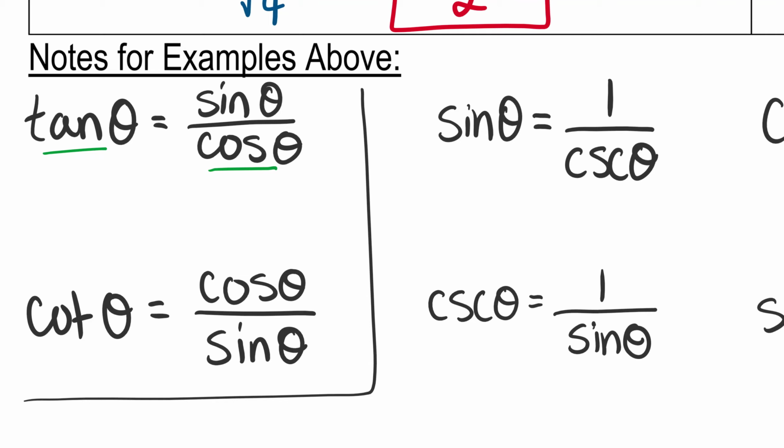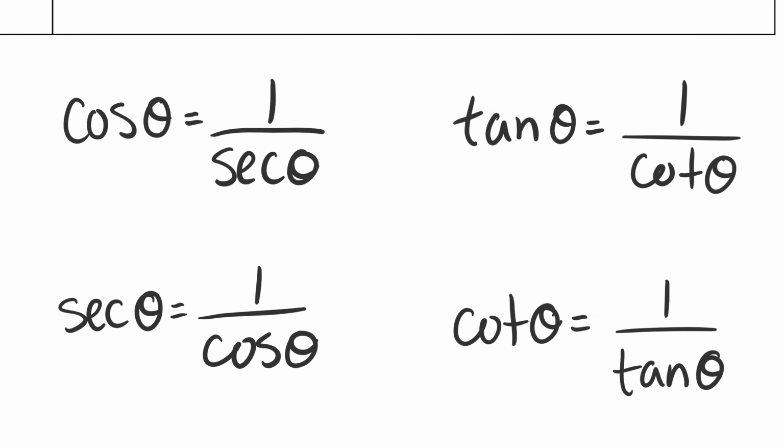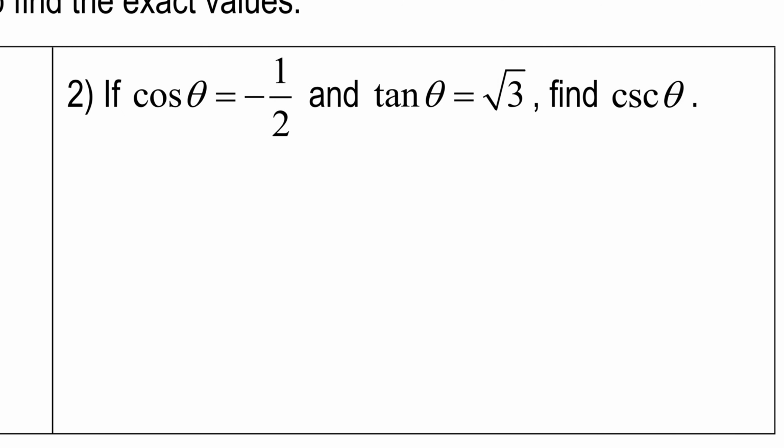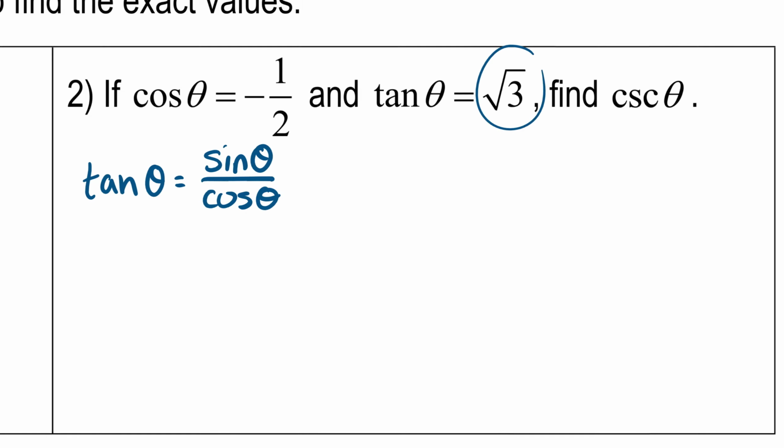So I'm going to use this identity, plug in what I have, solve for sine, flip it, and go from there. So let's do that. Again, I'm going to show my steps so you can see what I'm doing. So I have tangent theta equals sine theta over cosine theta. I have tangent right here. So that is square root of 3 equals sine, which I do not have yet, divided by cosine, which is right here, negative 1/2.